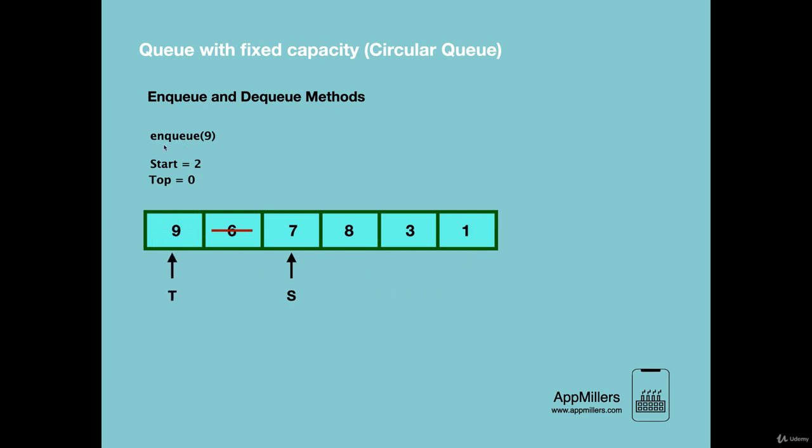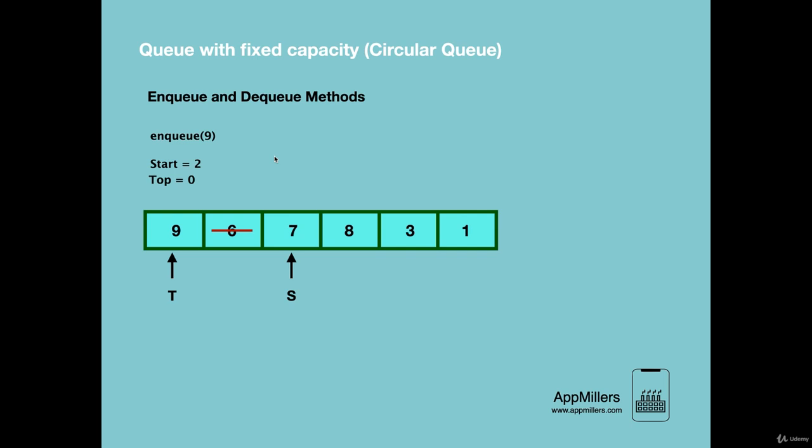And it continues like this. If we call enqueue method one more time, it will insert here and top will point over here. Now, when the top reaches over here, it will show that this circular queue is full. So we cannot insert an element over here.